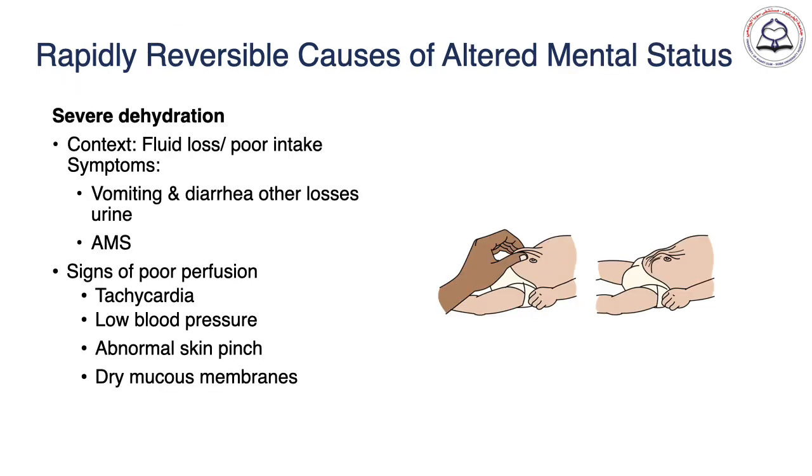Rapidly reversible causes of altered mental status: severe dehydration and hypoperfusion. You see fluid deficit due to poor intake or due to vomiting, diarrhea or excessive urination, plus those with severe burns, and also patients with blood loss: hematemesis, melena, vaginal bleeding or trauma. You see tachycardia, tachypnea, sweating, low blood pressure, abnormal skin pinch and dry mucous membranes.